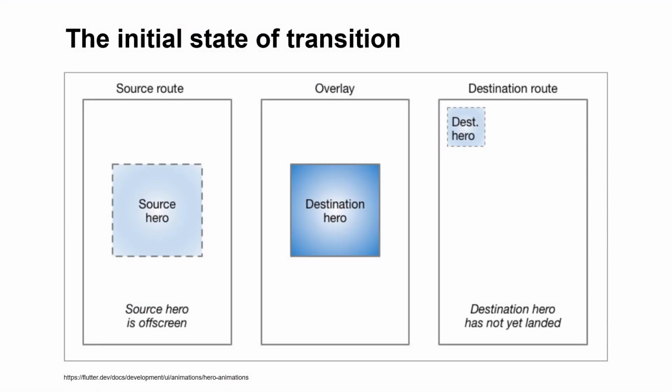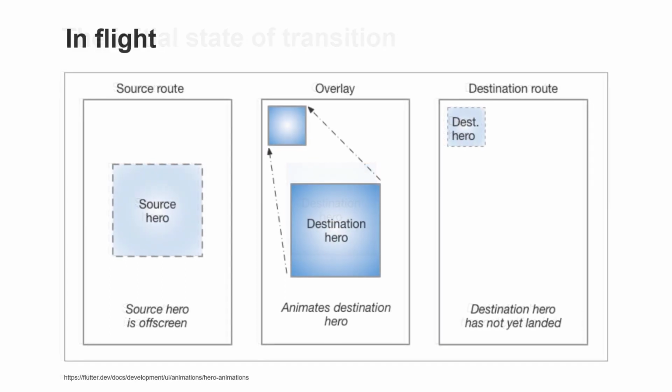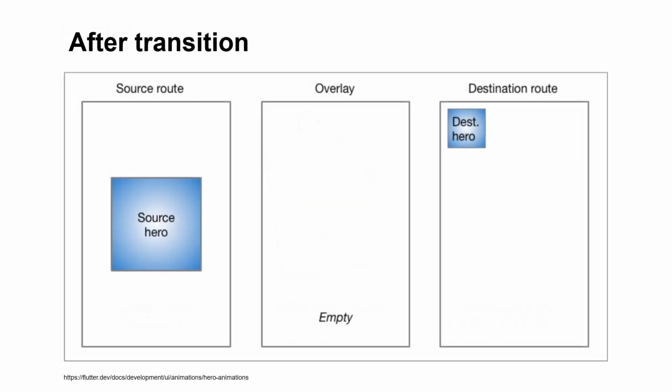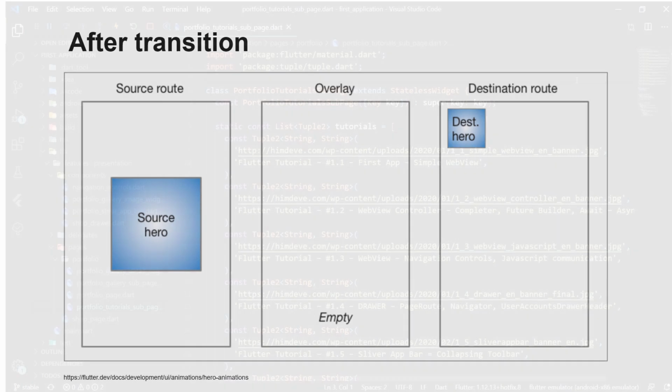The source route represents our default hero widget on the first page. Destination route is the destination where the hero widget lands into the second page. An overlay is the transition between these two pages. During the transition between pages, we can edit the flying hero widget with different kinds of animations. And in the final stage, the flying hero widget anchors to the second page and the transition layer disappears.